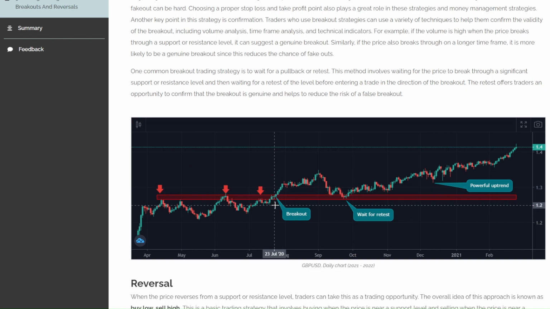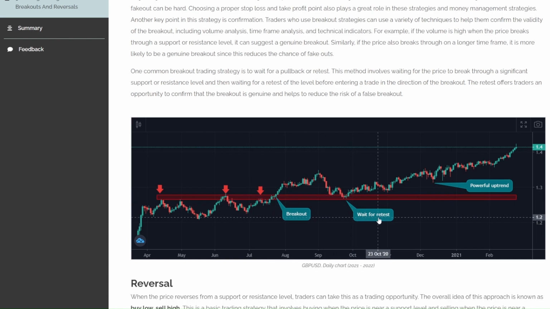And as we talked about, these breakouts, when price is here, so you will see this breakout, and traders might actually jump into the trade immediately. But that's the point that a lot of traders will be trapped by the fake outs. So the better strategy is to just wait for a retest or pullback.